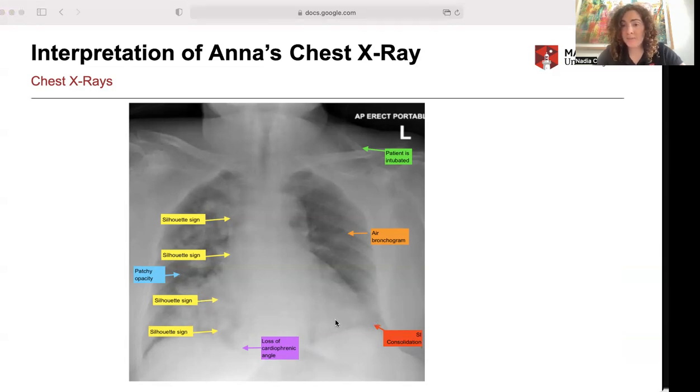Silhouette signs I've placed in the yellow here on the border of the right side of the heart and the right hemidiaphragm. Down at the bottom, there's a loss of the cardiophrenic angle, which is here in the purple. If you can see that over here.